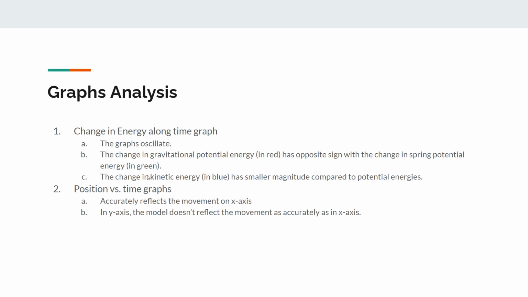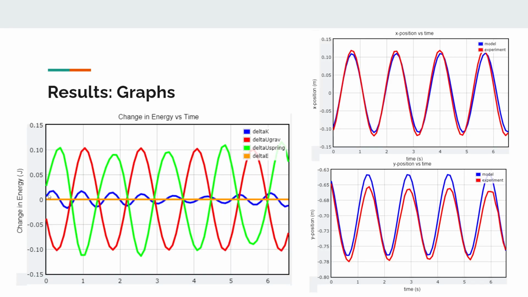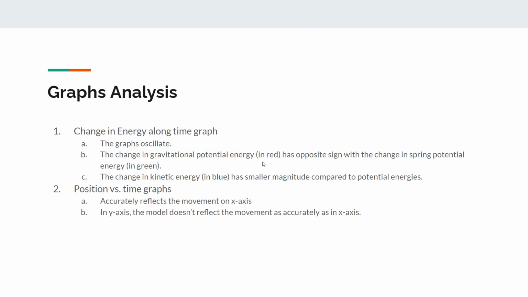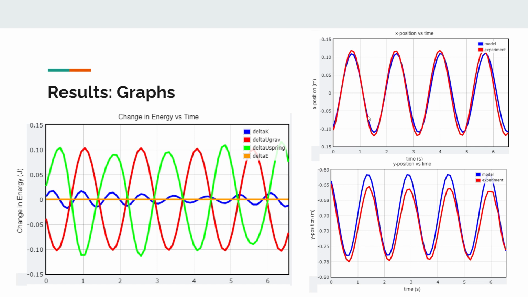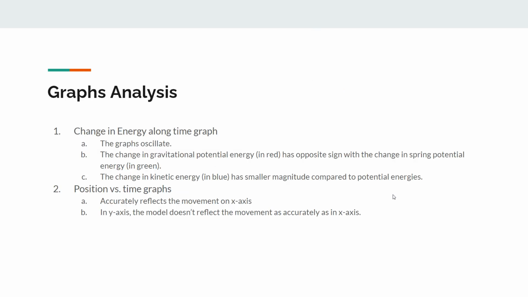The change in kinetic energy, which is in blue, has smaller magnitude compared to the potential energies. The blue graph right here has smaller magnitude compared to these two. Let's look at the position versus time graphs, which are these two. It accurately reflects the movement on the x-axis, as you can see right here. But in the y-axis, the model doesn't reflect the movement as accurately as in the x-axis.